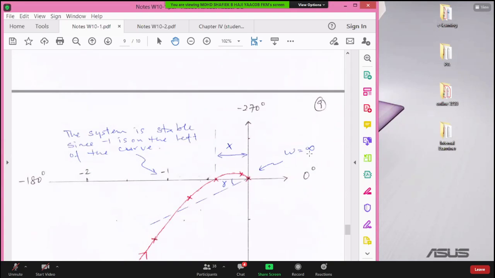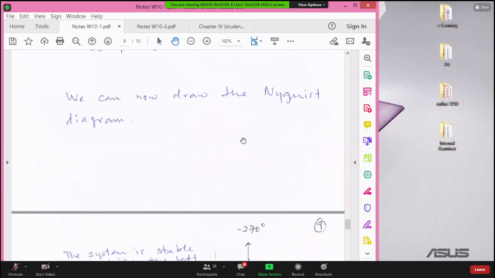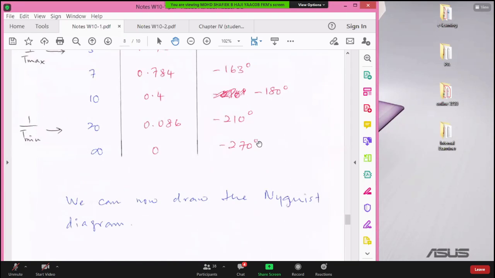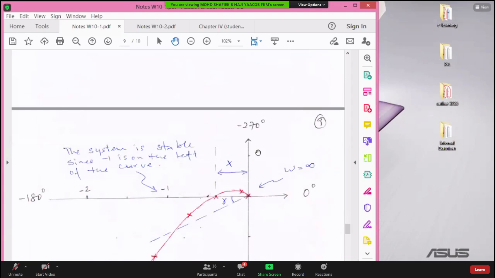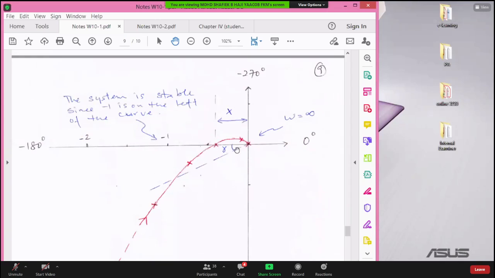When your omega is equal to infinity, the magnitude is 0 and the angle is negative 270. Negative 270 is vertically upward. So you are coming down, approaching this vertical line. So that is going to be your Nyquist diagram.